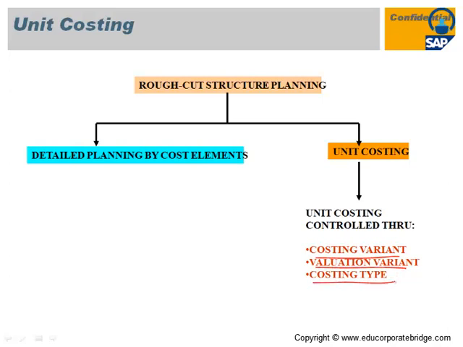So what is a costing variant? The costing variant decides from which area your material price or service price is picked up, because the material master contains many prices like moving average price, standard price and planned price. From which price the system picks up during costing is decided in the costing variant and the valuation variant. Again, the costing variant, valuation variant and costing type are defined in the FICO module.